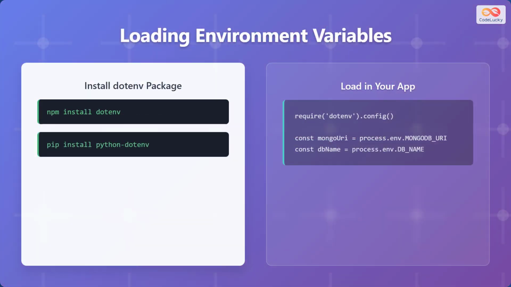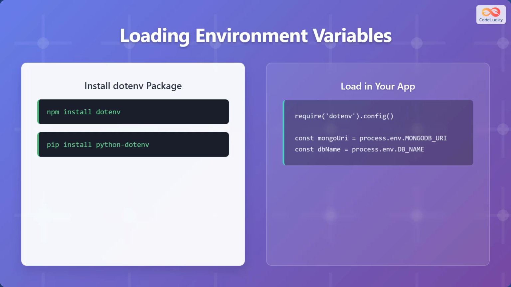To load environment variables from the .env file into your application, you will need to install a package called dotenv. For Node.js projects, you can install it by running the command npm install dotenv. For Python projects, you can install it using pip install python-dotenv.